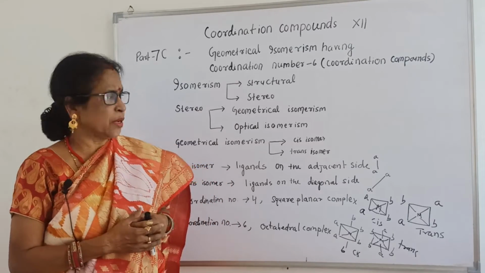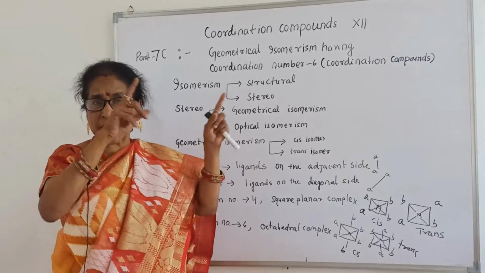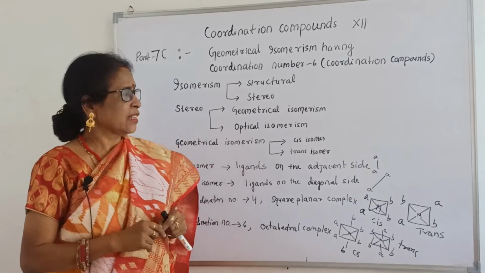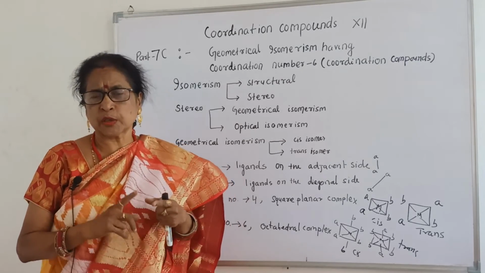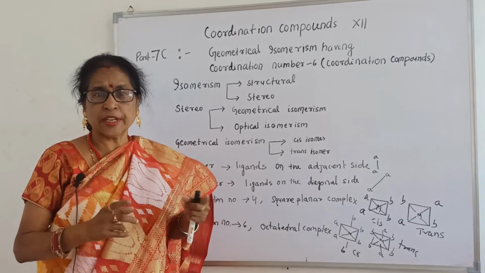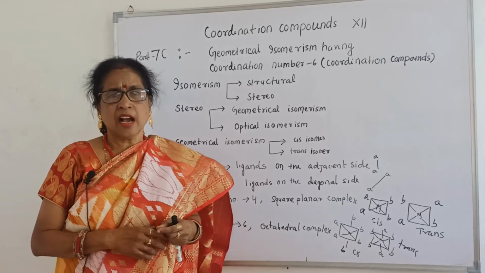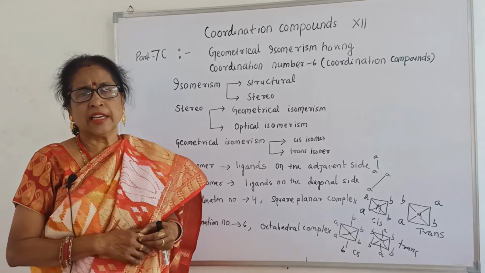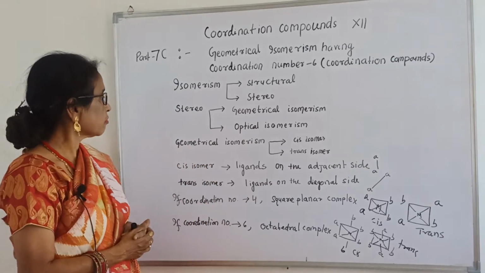Stereo isomerism means the arrangement of atoms in space. If it is different, then it is called stereo isomerism. Stereo isomerism is of two types. One is geometrical isomerism, where the geometry, the structure, is different, and the other is optical isomerism, where the arrangement in space is different.